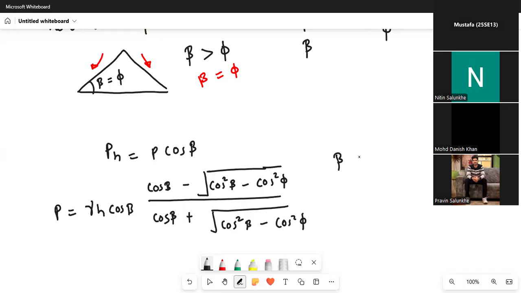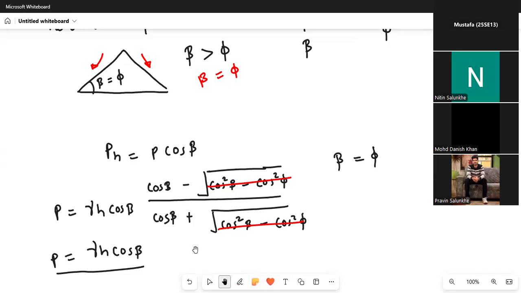If beta is equal to phi, what will happen to this formula? In the numerator and the denominator, the root term will become 0, and this cos beta will get cancelled, so it will become 1. So what are you left with? Small p equal to gamma h cos beta. This is your small p.